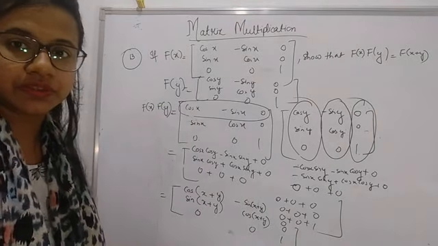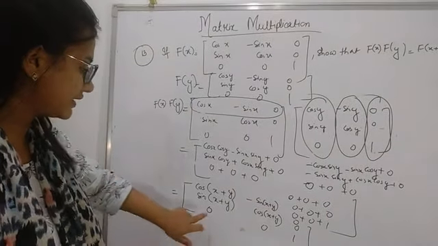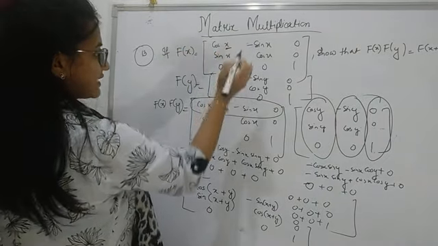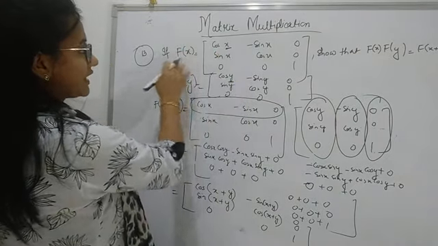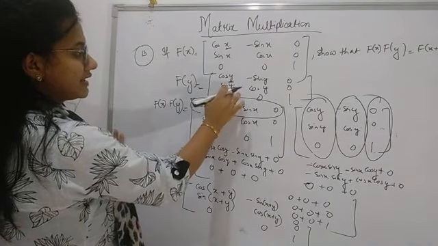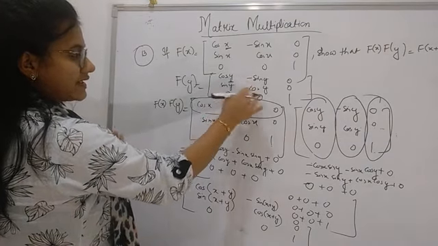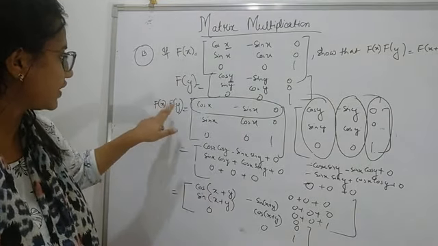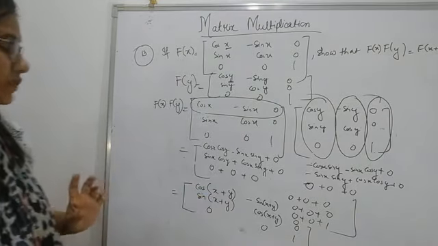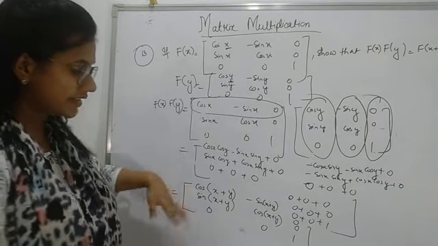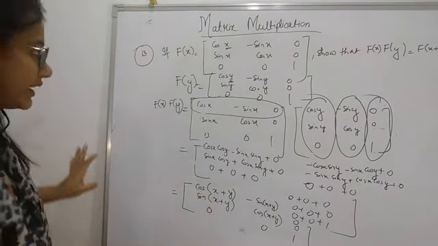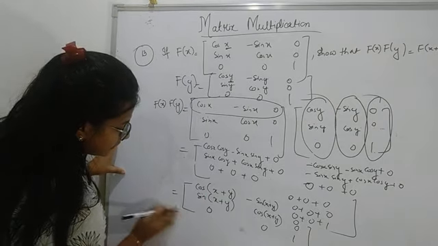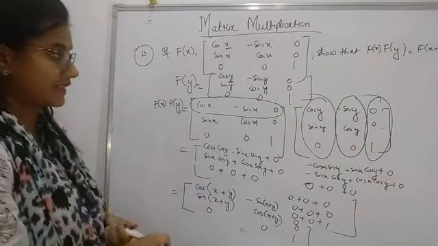Is it visible? Now compare this matrix with this. See, here it was x, here it was y. When it is f of x, these terms are x. When it is f of y, these terms are y. Now it is f of x into f of y. Now it is coming x plus y. So what will be the result? The result will be this. So we can say this value is equal to this.